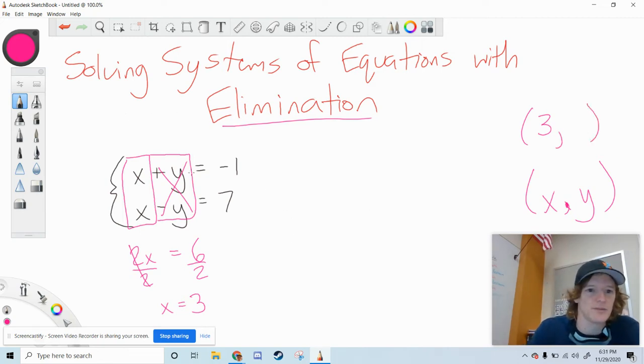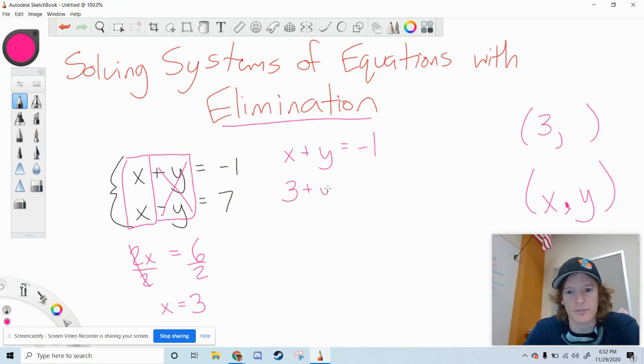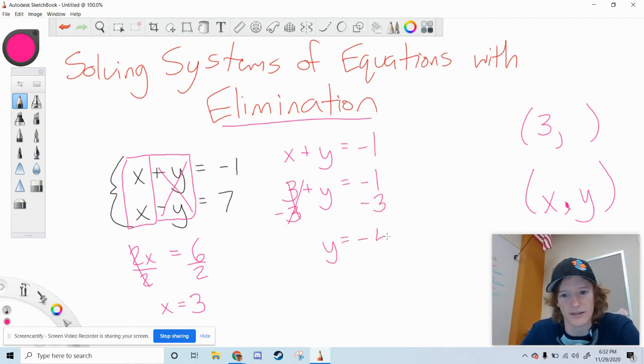And previously I said, put it in the box. But what we need to do is pick one of these equations and figure out which one's going to be easier to work with. Looking at this, probably the top one. So instead of x plus y equals negative 1, instead of x we're going to use 3. So 3 plus y is negative 1. On both sides, we'll subtract 3, and we get y equals negative 4. All right, so there's your answer, 3, negative 4.